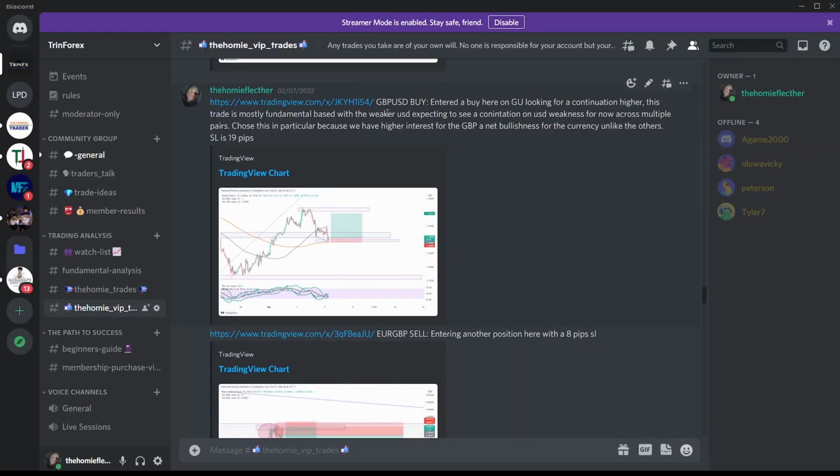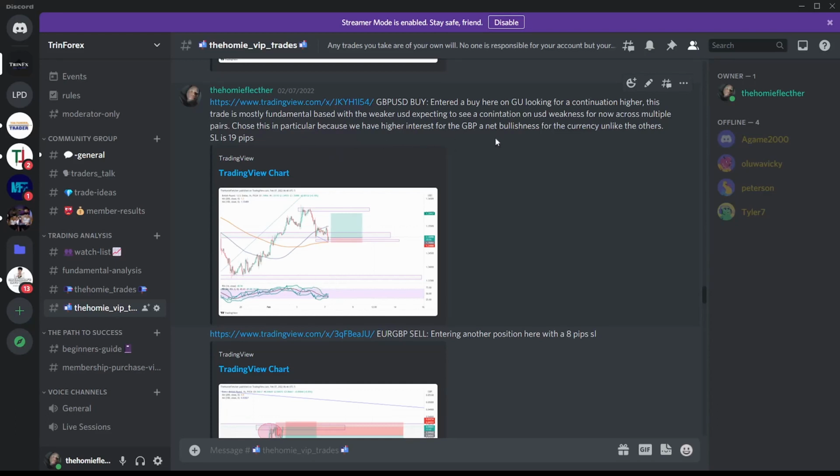Another trade right here, GBP USD buy, entering a buy on GU, looking for a continuation higher. This trade is mostly fundamental based, with the weaker USD, expecting to see a continuation of USD weakness for now across multiple pairs. Chose this one in particular because we have higher interest for the GBP and net bullishness for the currency, unlike the others, and the stop loss was 19 pips.